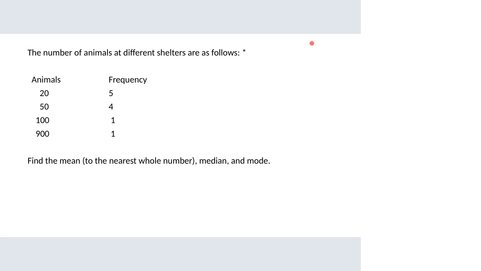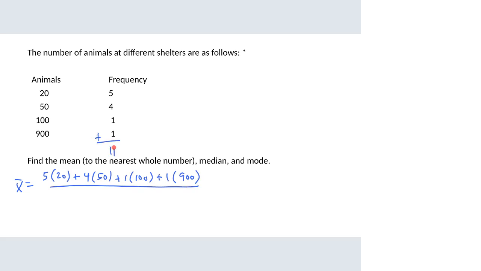The first thing we'll do here is find the mean, which is add them all up and divide by how many there are. And so that'll be 5 times 20 plus 4 times 50 plus 1 times 100 plus 1 times 900. And we're going to divide that by, be careful here, we're not going to divide by 4. Our number of data points is 5 and 4 is 9, 10, 11 data points. So we're going to divide by 11. 5 times 20, 4 times 50, 1 times 100, 1 times 900, all divided by 11.